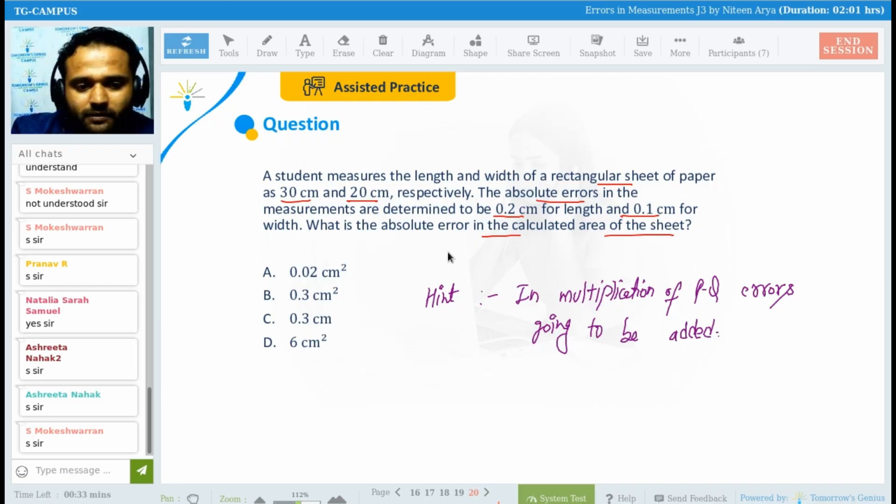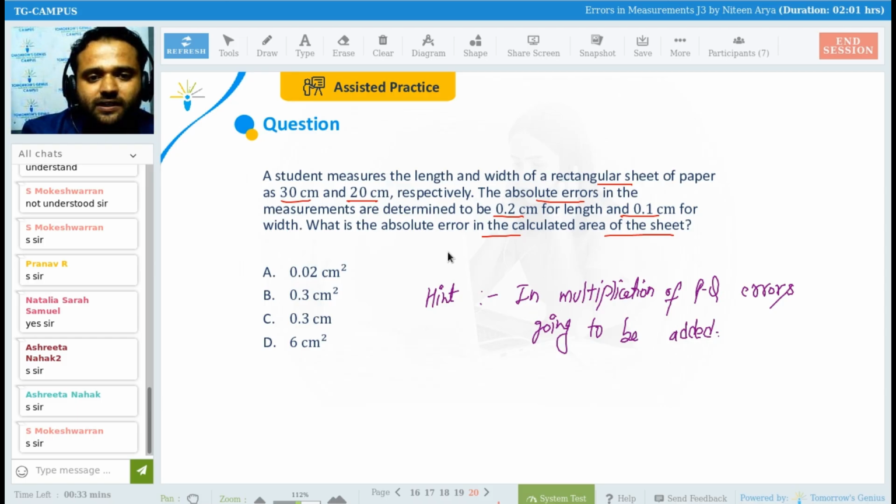Tell me, beta. Option B. Everyone. Pranav, you tell me why. I mean, is this clear? Why B, not C? Because 0.3 is also there.